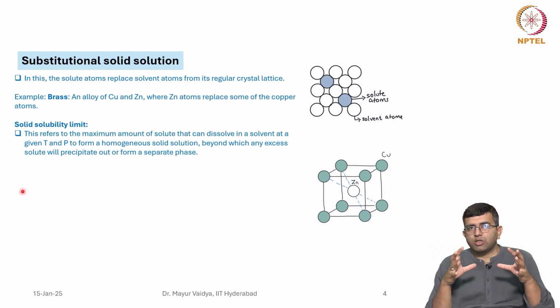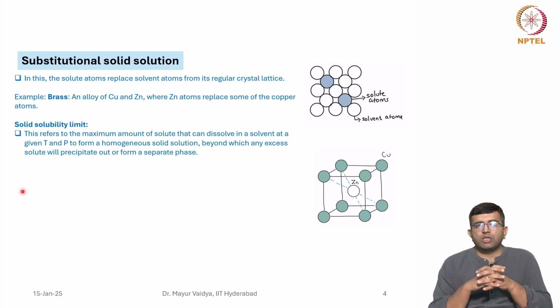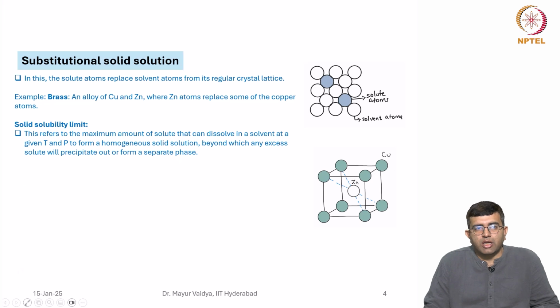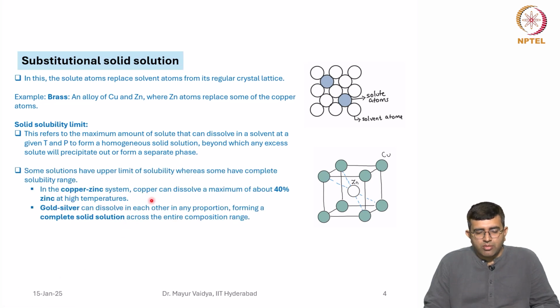First of all, the solid solubility limit is the maximum amount of solute that can dissolve in a solvent at a given temperature and pressure to form a homogeneous solid solution. If you add beyond that solubility limit, the excess solute will precipitate out or form a separate phase. Some solutions have an upper limit of solubility, whereas some have a complete solubility range. For example, in the copper-zinc system, copper can dissolve a maximum of about 40% zinc at higher temperatures. Gold and silver can dissolve in each other in any proportion, forming a complete solid solution across the entire composition range.